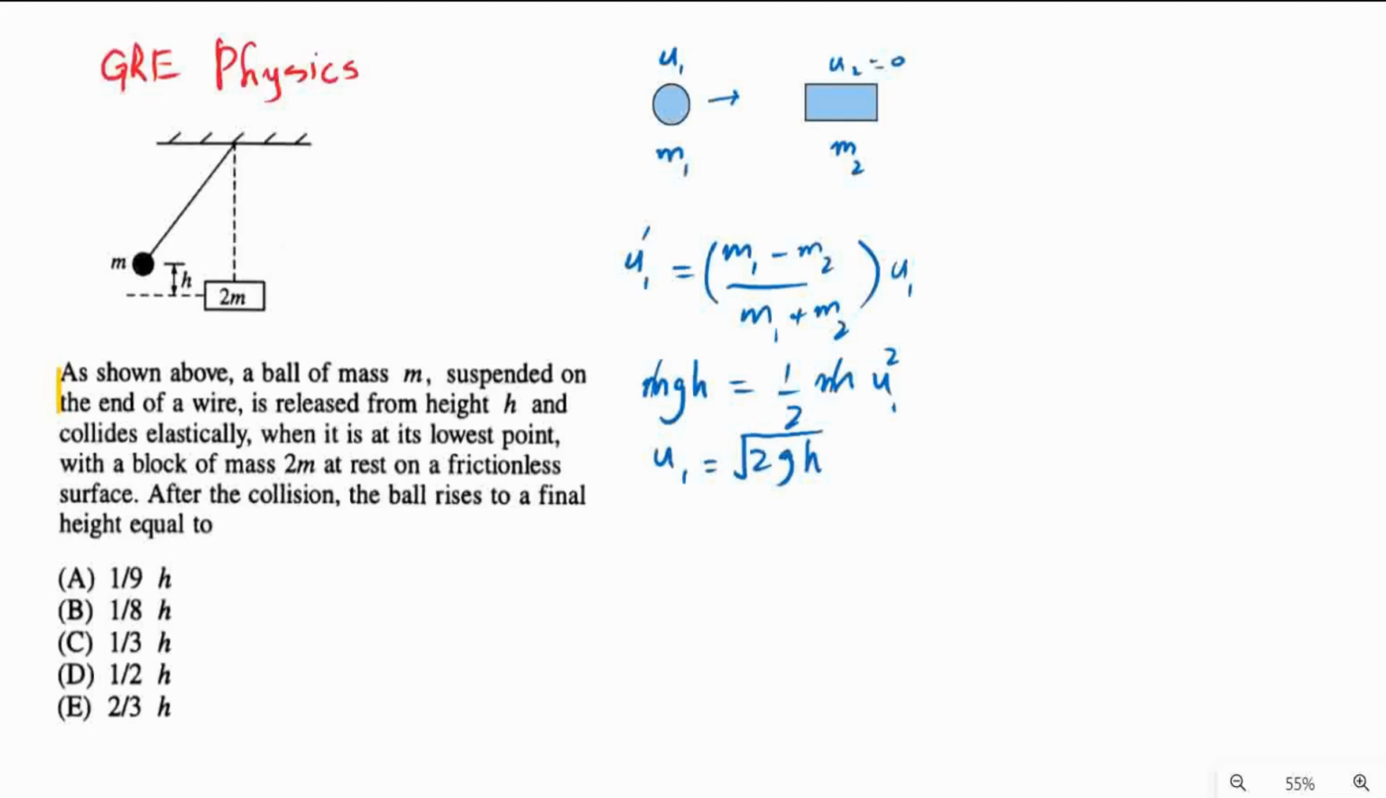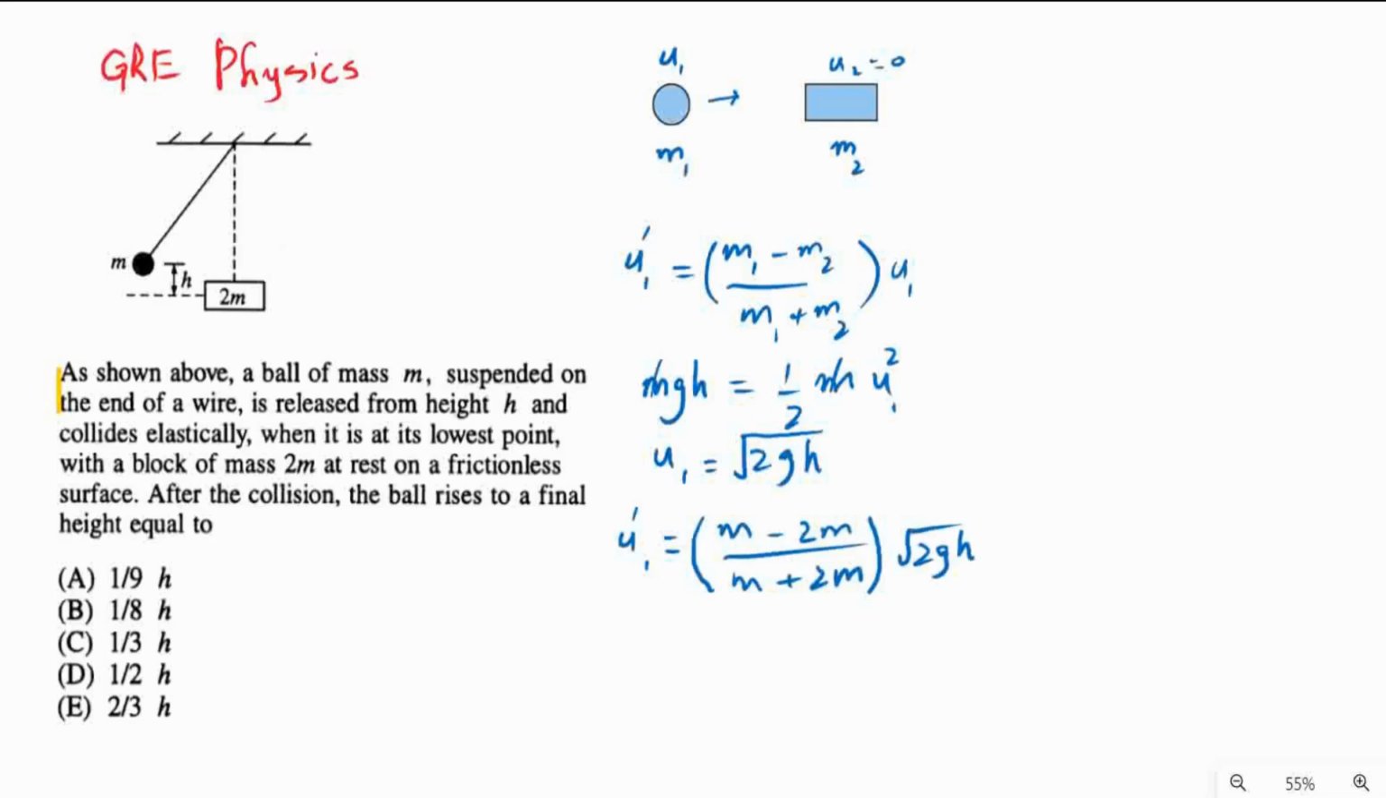Now plug in this value of u1 and the value of the masses in the expression for u1 prime. So you get here u1 prime is equal to m1, mass of the ball, which is m, minus m2, which is mass of the block 2m, divided by m plus 2m, this whole thing multiplied by u1. So u1 is square root of 2gh. This is u1.